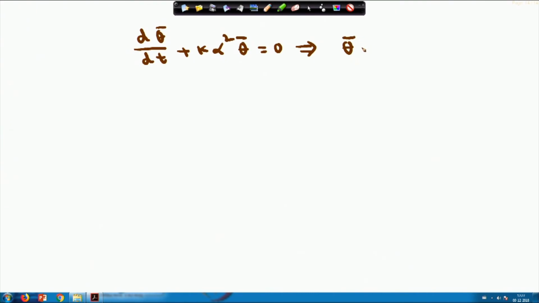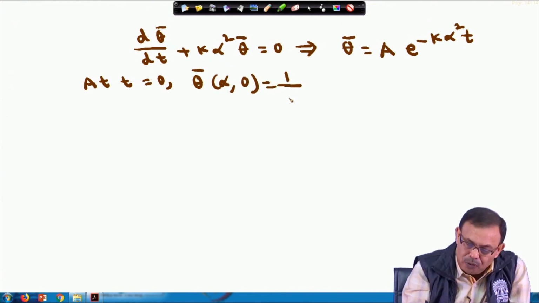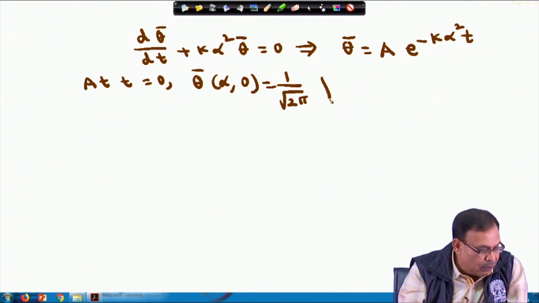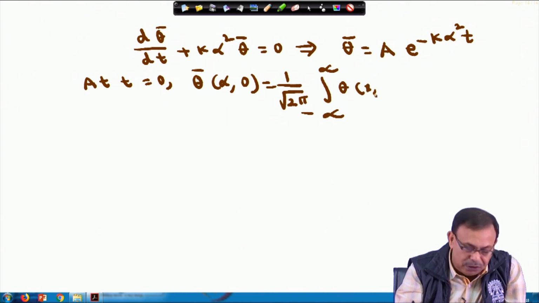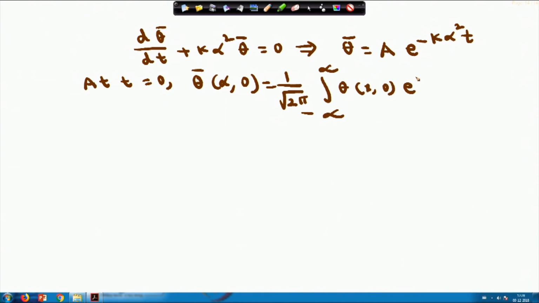So, the solution is theta bar equals a e power minus k alpha square t. Now, I have to find out, in a similar process, the value of a at t equals 0, theta bar alpha 0. This equals 1 by root 2 pi, integral from minus infinity to infinity, theta x 0 into e power i alpha x dx, it will be a function of alpha.